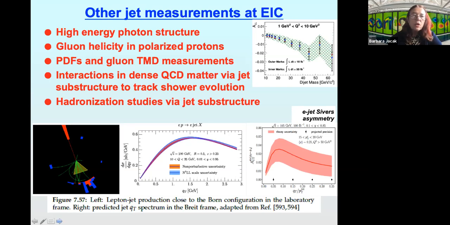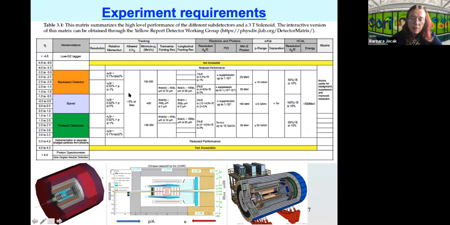And all of this has defined a number of experimental requirements, which are given here in this table. You can also find it in the yellow report. And at the moment, three detector concepts. This one is ECCE, there's one called CORE, and there's one called ATHENA that attack these measurements in slightly different ways and complementary ways in many cases.